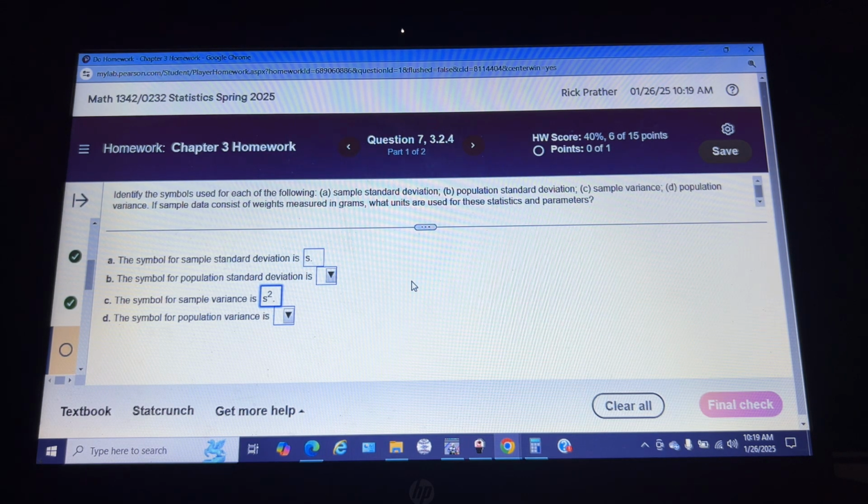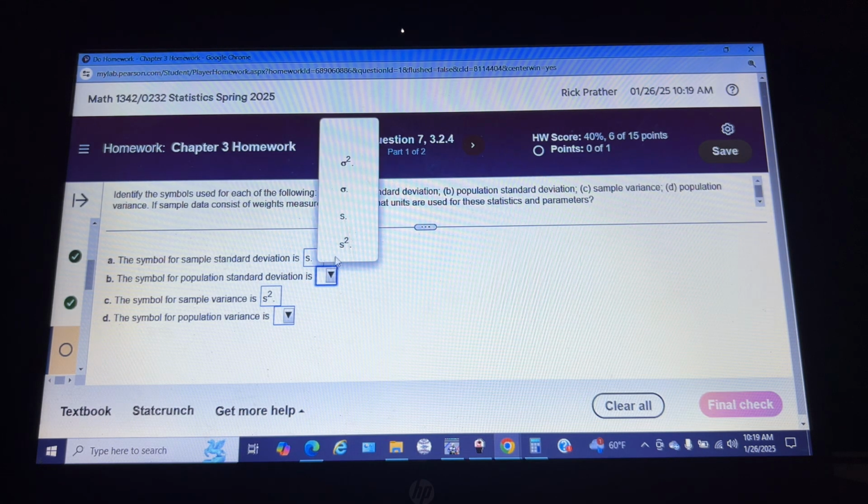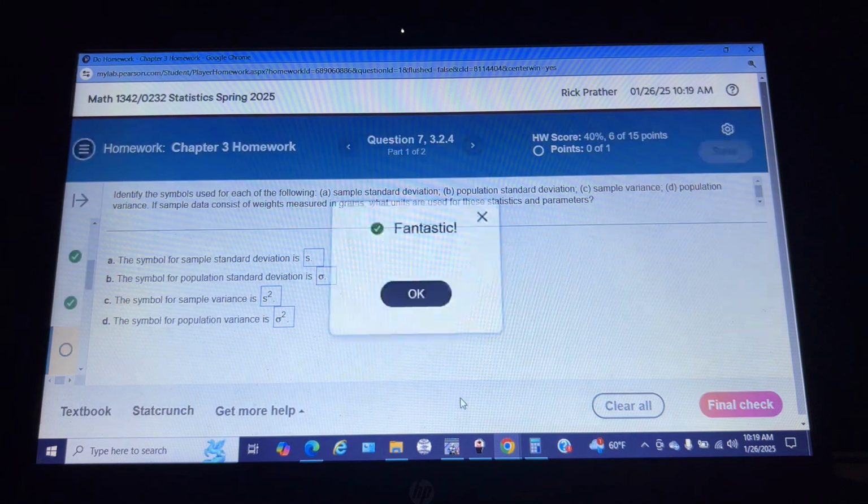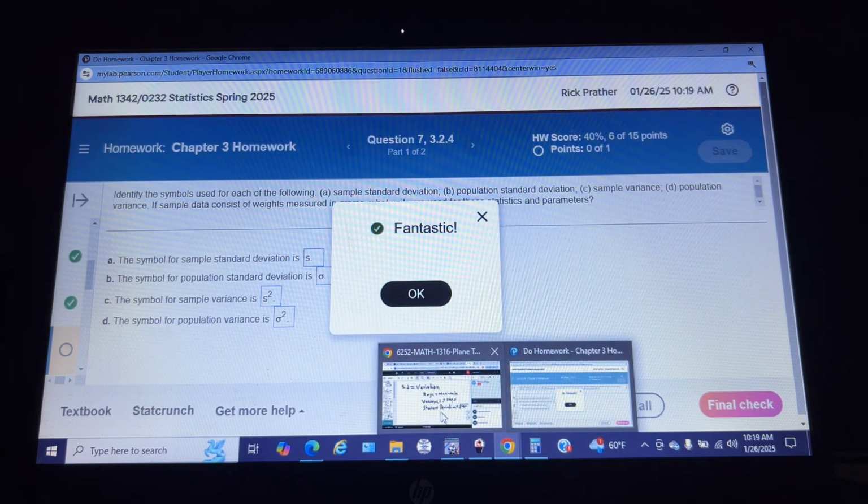Then we use Greek letters for population values. So if you do population standard deviation, that's the Greek letter sigma. And if you do it for variance, you just square it, so it's sigma squared. So just so you know, you're going to see these symbols a lot. And I get people confused.